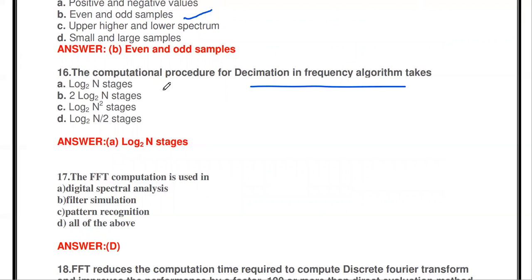The standard formula is log n to the base 2. Here n is the number of points of the DFT. For example, n is 8 means log 8. The log 8 can be written as log of 2 to the power 3, to the base 2. So the answer is 3 stages. So for an 8-point DFT, we have to use 3 stages. Similarly, if it is a 16-point DFT, we have to use 4 stages, and so on. So the formula is log n to the base 2.